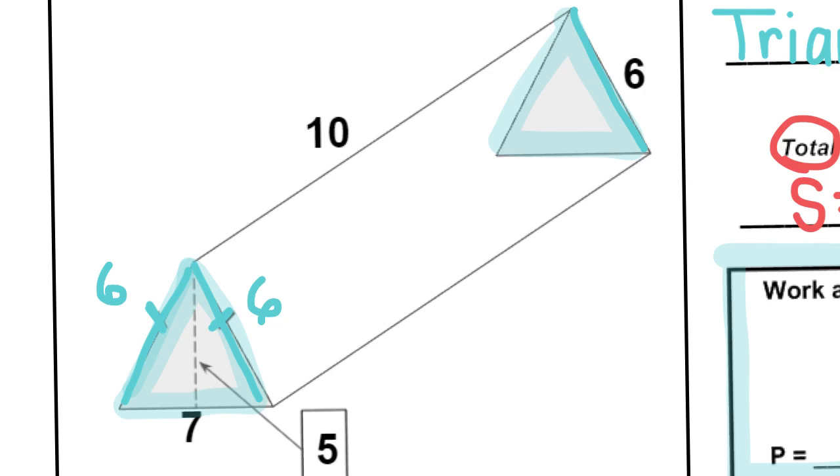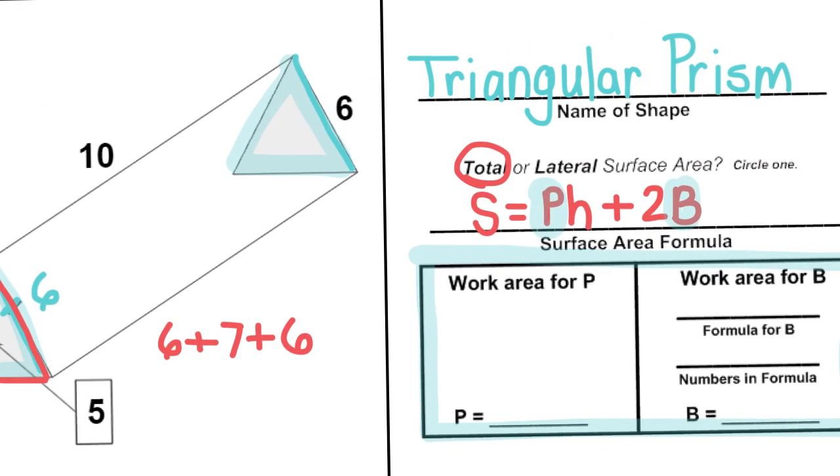Now we're going to find the perimeter step by step by adding up the sides. That side is 6, this side is 7, and this side is 6. We're only finding the perimeter of one of the triangles because it is the perimeter of the base. When we add those together, we have a perimeter of 19.